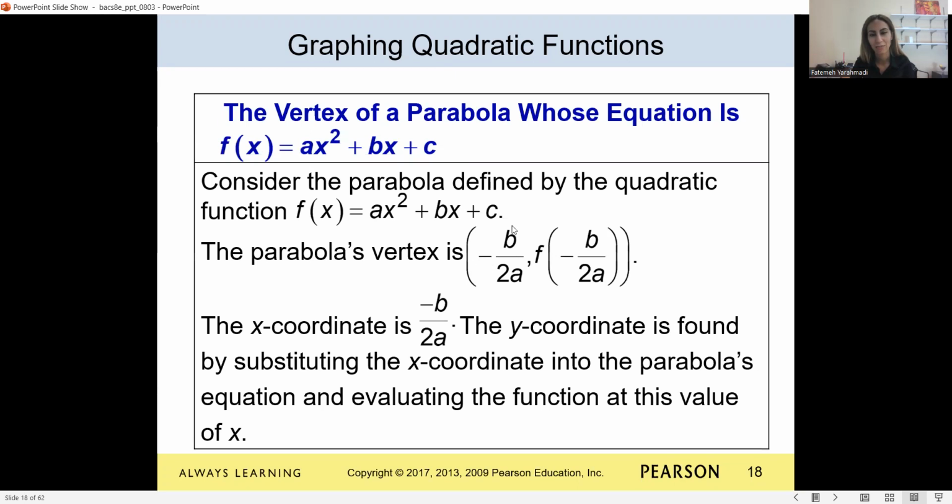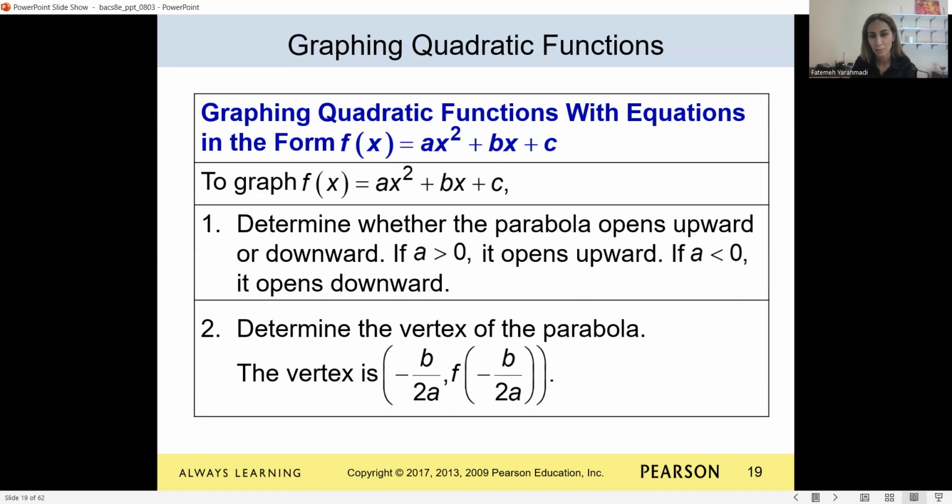Already saw this. After finding this x coordinate, you plug it back into the function and find the y value. This gives you the vertex. The x coordinate is negative b over 2a, and the y coordinate comes from substituting negative b over 2a into the function that we saw before. As you remember, you find the x-intercept, then the y-intercept, and then, using the vertex, graph the function.